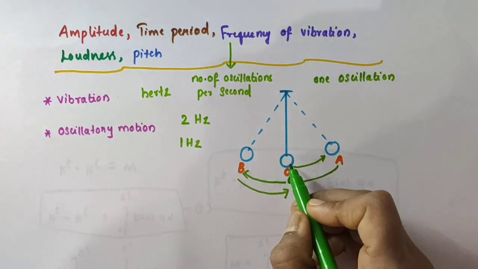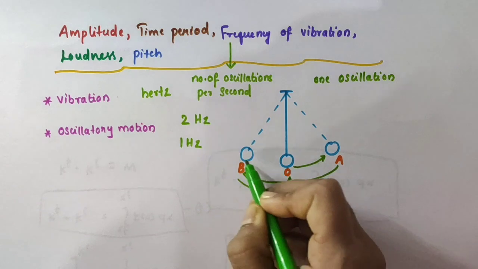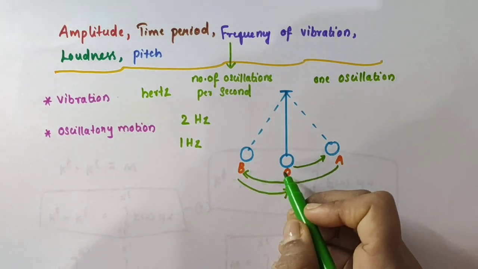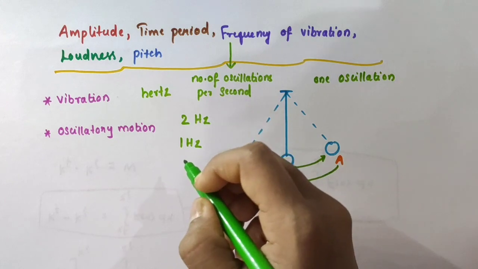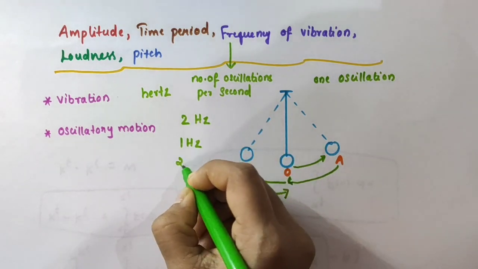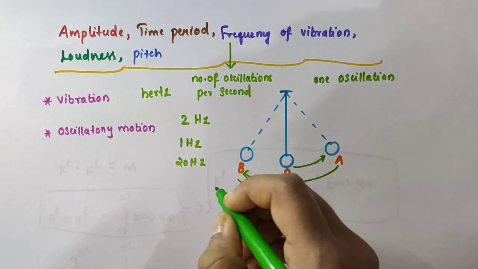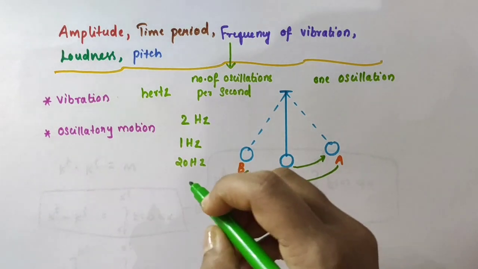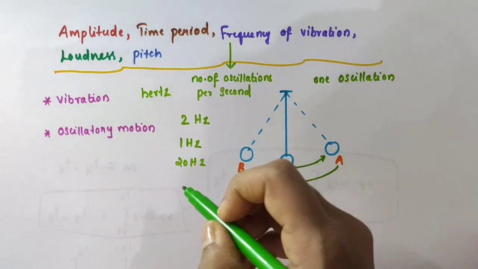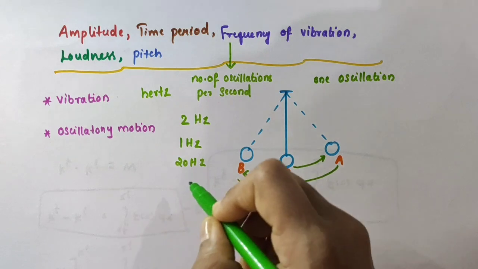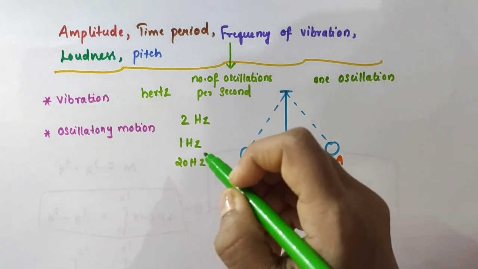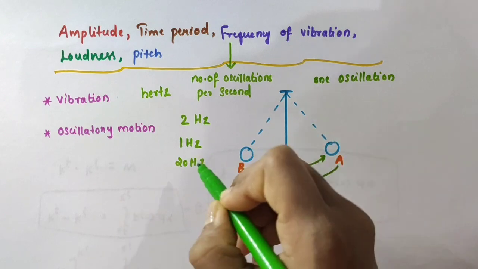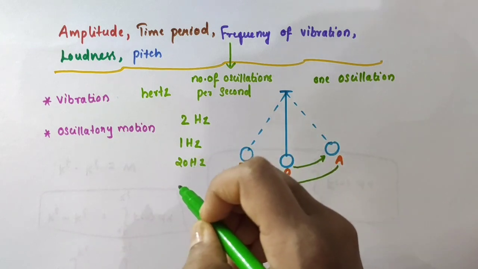A frequency of 1 hertz is 1 oscillation per second. That is, in 1 second it moves towards A, then goes to B and comes back to O. Only 1 oscillation in 1 second, then the frequency is 1 hertz. A frequency of 20 hertz is 20 oscillations in 1 second. If the object oscillates 20 times in 1 second, its frequency would be 20 hertz.